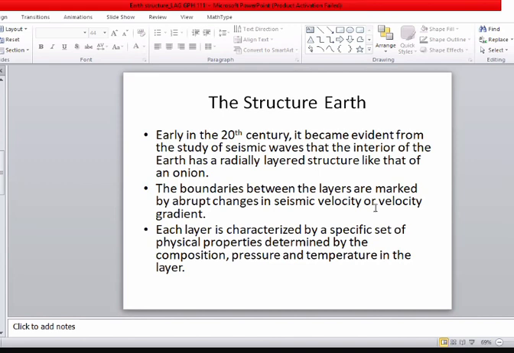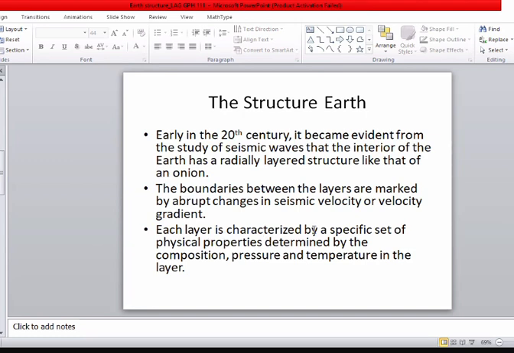Why are we talking about velocity gradient? If we look from the center of the Earth to the surface, there is variation in distance, as we are going to see. So because of that variation in distance, we can talk about velocity gradient, which is just the difference in velocity between two points divided by the separation between them. That is what we call velocity gradient. So the boundaries between the layers are marked by abrupt changes in seismic velocity or velocity gradient.